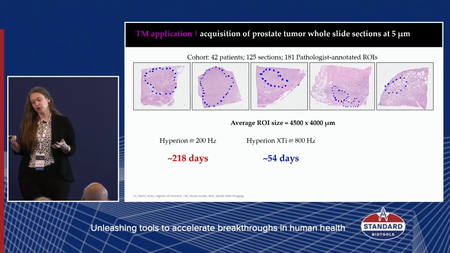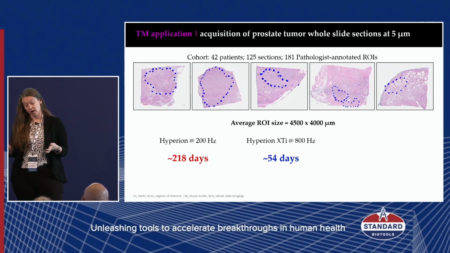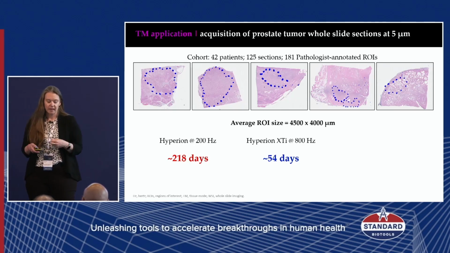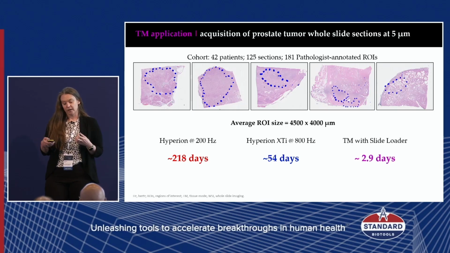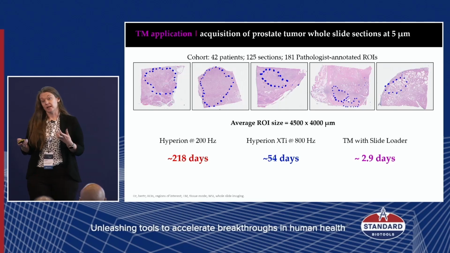But it's also 125 slide changes across those 54 days, so it still has me kind of living at the lab for 3 months. And so at this point in time, we started to think about, well, maybe this is the application for the 5 micron acquisition. What would it take for us to acquire these regions with a slide loader at 5 micron? And the answer is approximately 3 days.